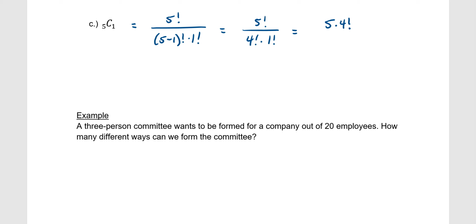Or we can write that as 4 factorial. For the denominator, I'm not going to write the 1 factorial. 1 factorial is just 1, so I'm just going to leave that out. So the reason why I wrote the numerator like that was to recognize that the 4 factorials are going to cancel, and we are left with 5. So there's 5 ways to choose one object from 5 objects, which should make sense, because if we have 5 objects and we're choosing one of them, there's 5 ways to do it. It's just choosing each one individually.